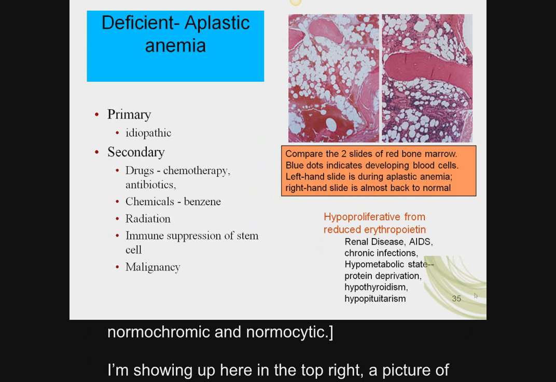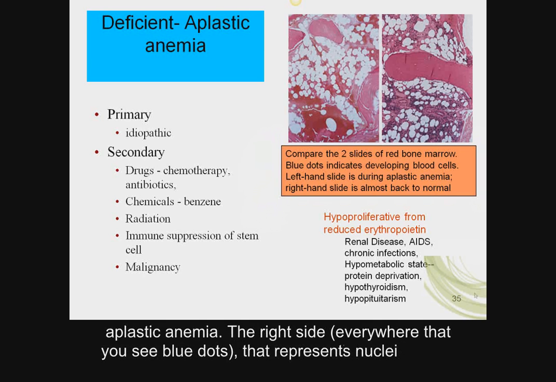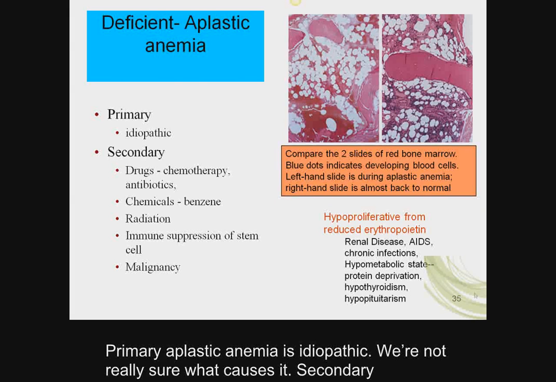In the top right, you see a picture of bone marrow in a patient with aplastic anemia. Again, one side is showing you normal, it's on the right, and the picture on the left is showing you the person with aplastic anemia. The blue dots that you see for the normal person represent nuclei from stem cells. You can see there are many more stem cells on the right than the left.